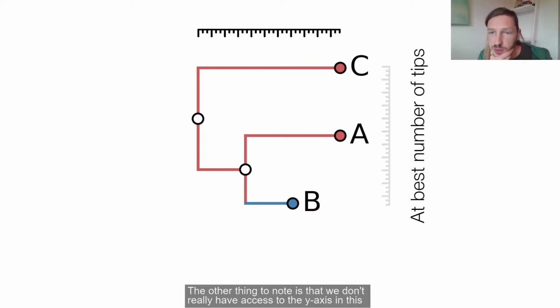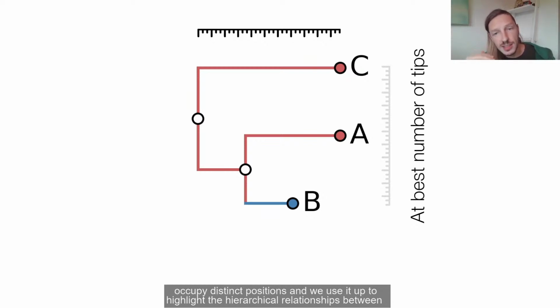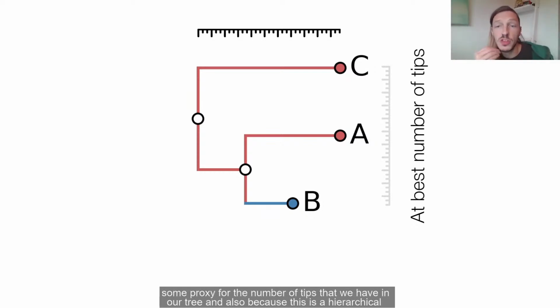The other thing to note is that we don't really have access to the y-axis in this phylogeny because we have used up that axis space to make sure that our samples occupy distinct positions, and we use it up to highlight the hierarchical relationships between our samples. And so effectively that particular space is wasted, or at best we can think of it as some proxy for the number of tips that we have in our tree.